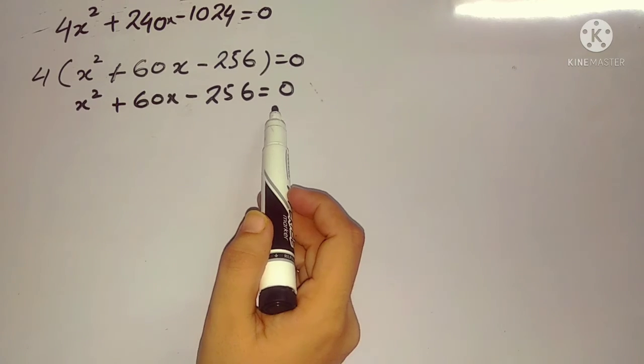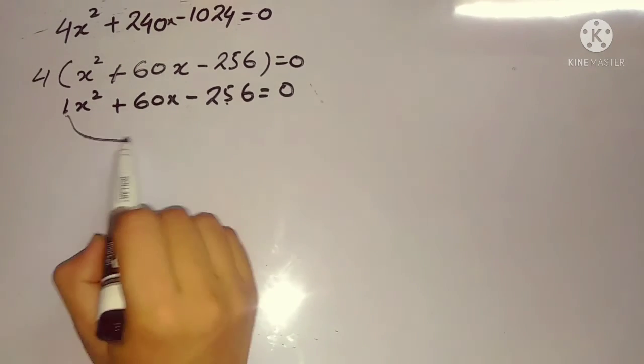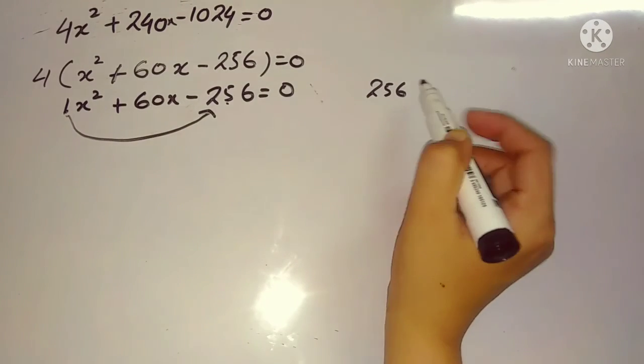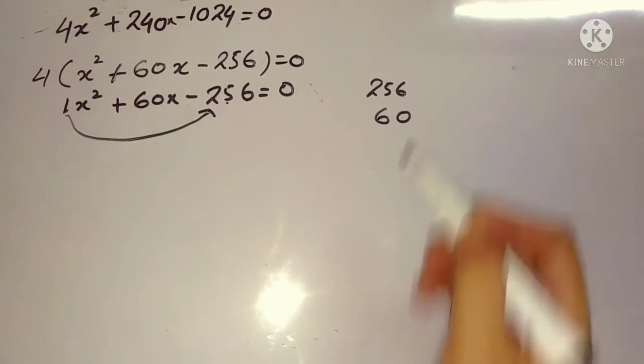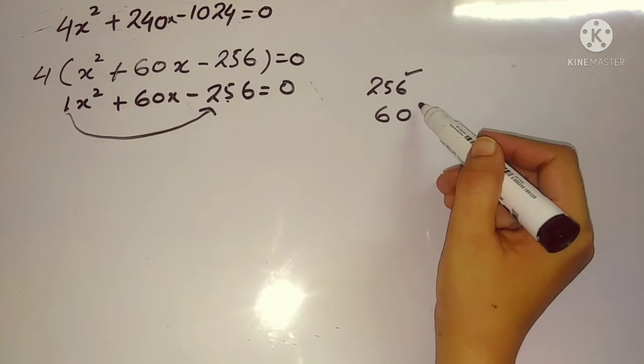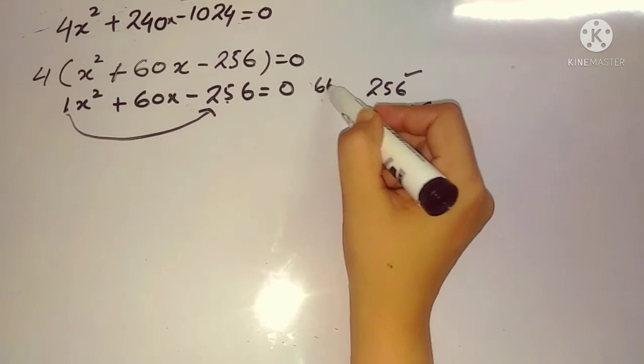Okay, for the factorization, you have to multiply. Here the coefficient is 1. When you multiply the first and the last number, 256 with 1, you will get 256. And the midterm is 60. Now you have to choose two factors that when you multiply them, you get 256, and when you add or subtract, you get 60. So those two factors are 64 and 4. When you multiply 64 and 4, you will get 256, and when you subtract 4 from 64, you will get 60. So those two factors are 64 and 4.